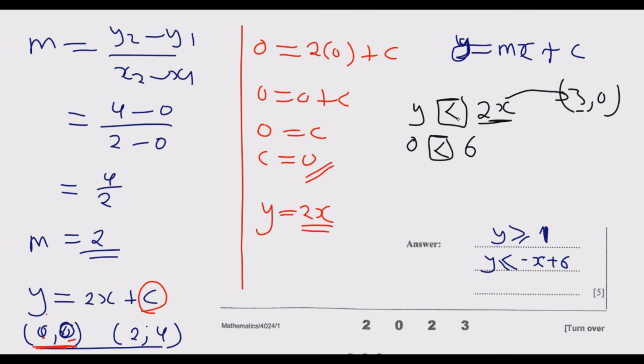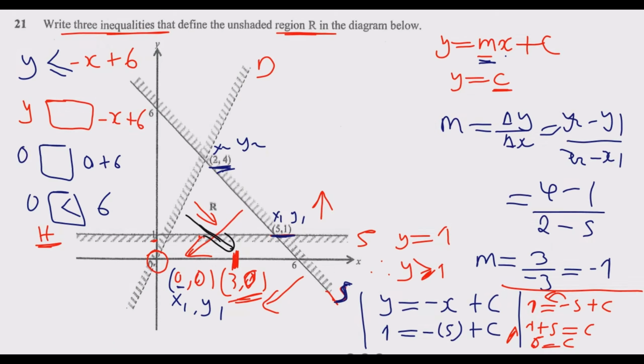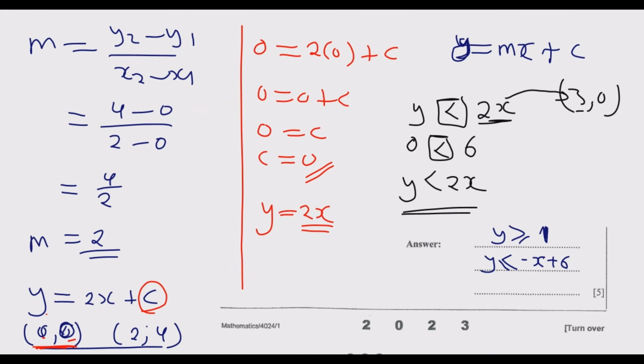So now I have an inequality, which is y is less than 2x. Now why is it strictly less than 2x? Because this is a dotted line. If it was a solid line, we would include the equal part. So take note of the difference between this one and the previous one. So we have y is strictly less than 2x. This is how you answer this question to get the 5 marks. So join me in the next episode as we look at question 22 extensively.